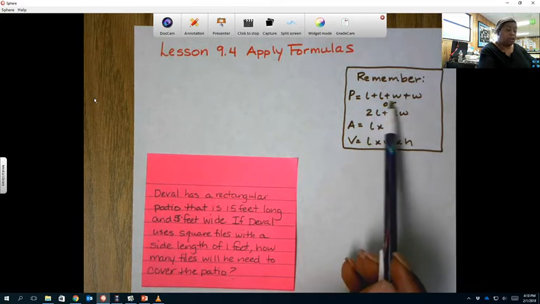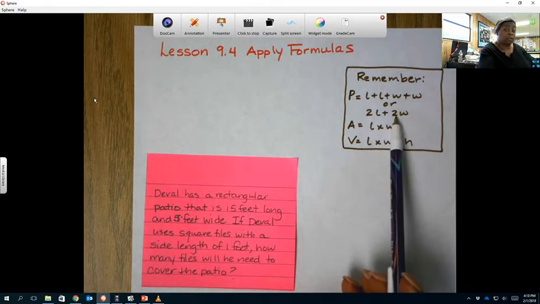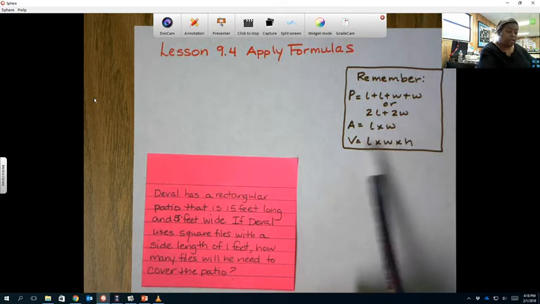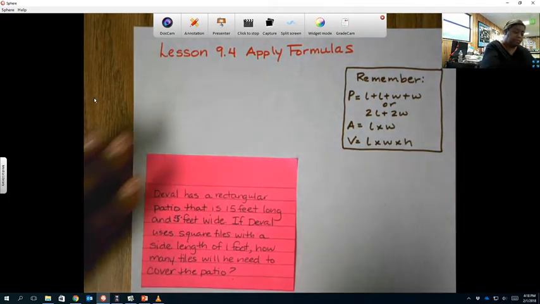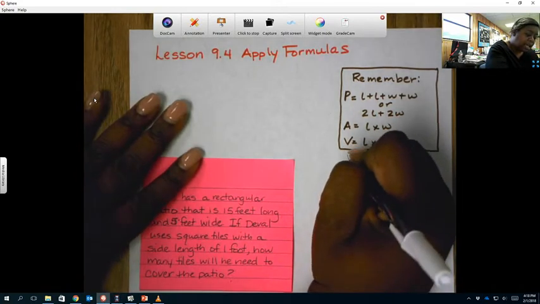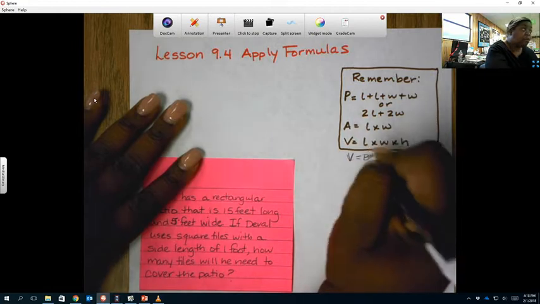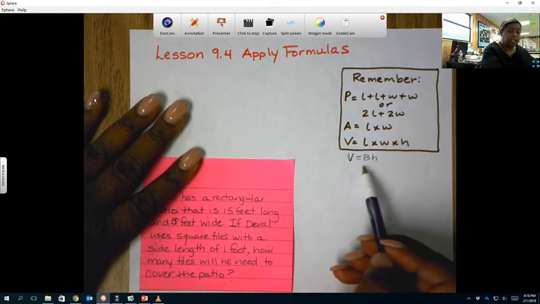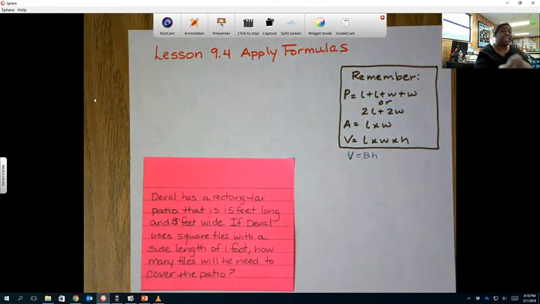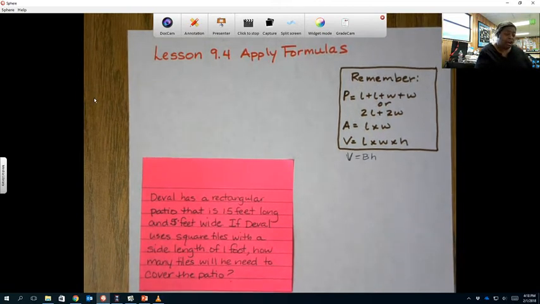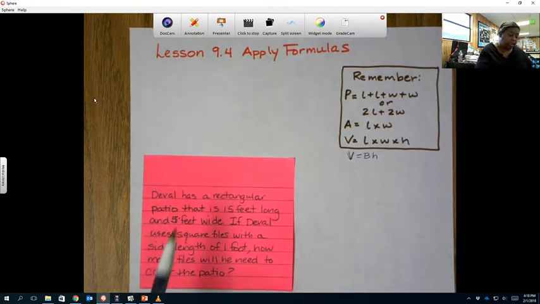And so here are a couple of the formulas for perimeter that you can use, the one for area and the one for volume. There was also another one for volume that I didn't write down, and I'll write it down now. That's V equals base times height. Remember that when you have the letters next to each other with no operation sign, that means multiply. So let's see how we can apply our formulas to solving this question here.